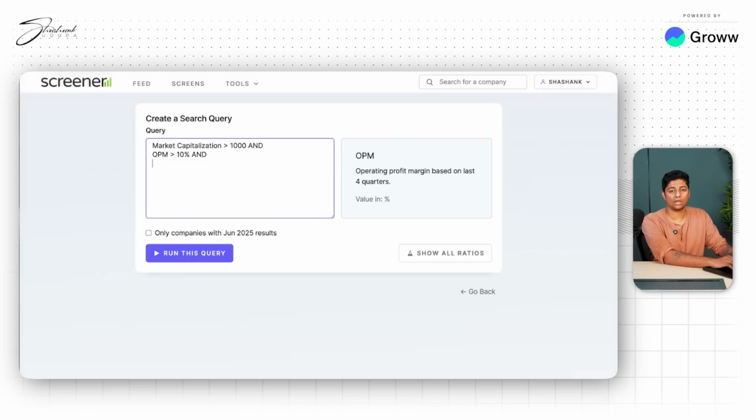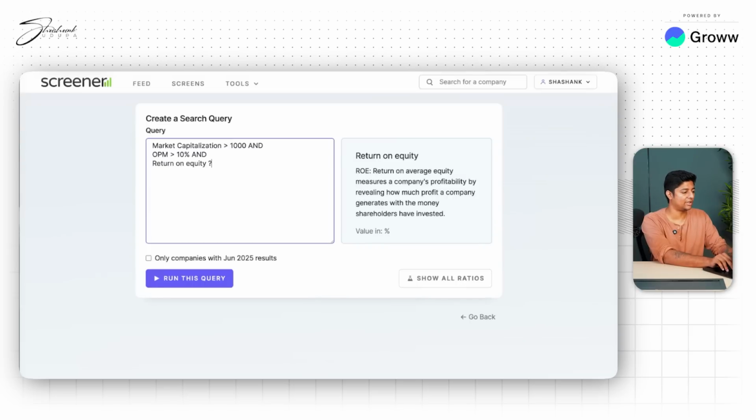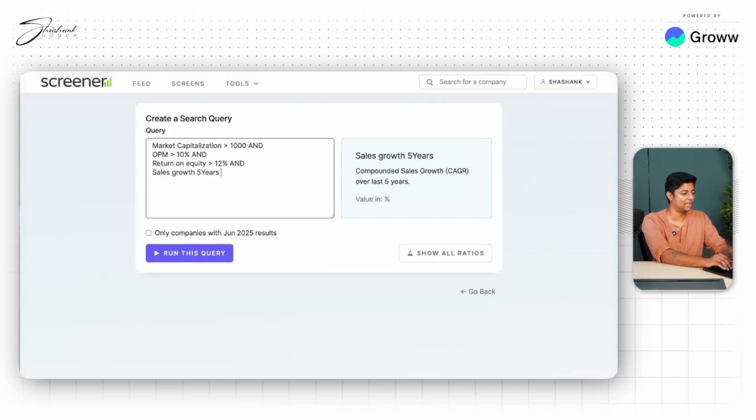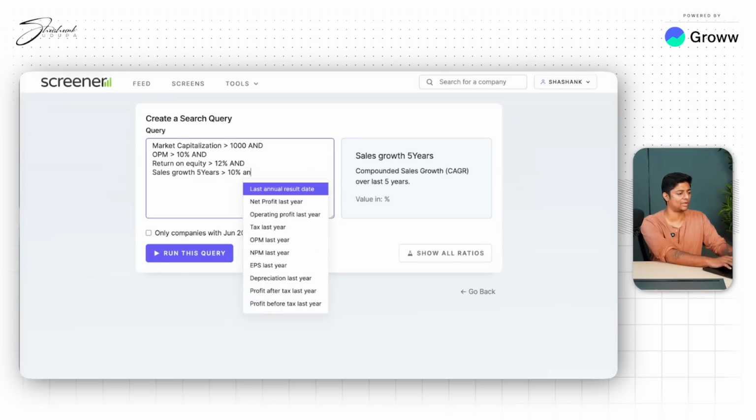Now, coming to return ratios, or what they call efficiency ratios. Here I want return on equity which is at least better than 12%. Here also I will show you a variation. Sometimes I go above 12%, sometimes I keep 12%, but it depends on company to company, right? Next, I look at sales growth. Sales growth is very important, and I want a 5-year trend of sales growth. This I will not keep very stringent. I'm just going to say 10% sales growth over a long period of time.